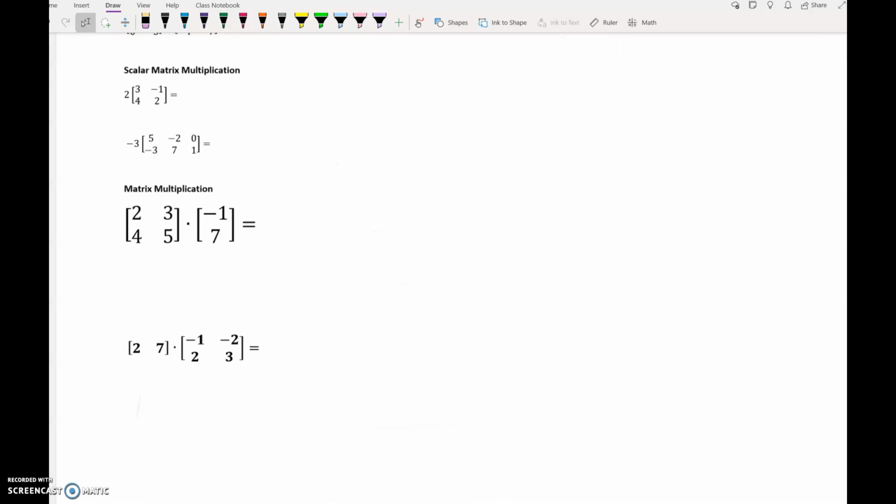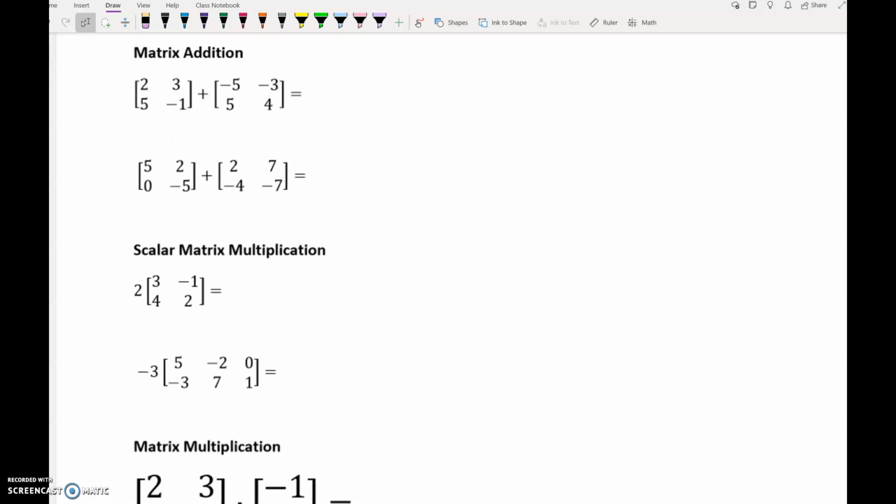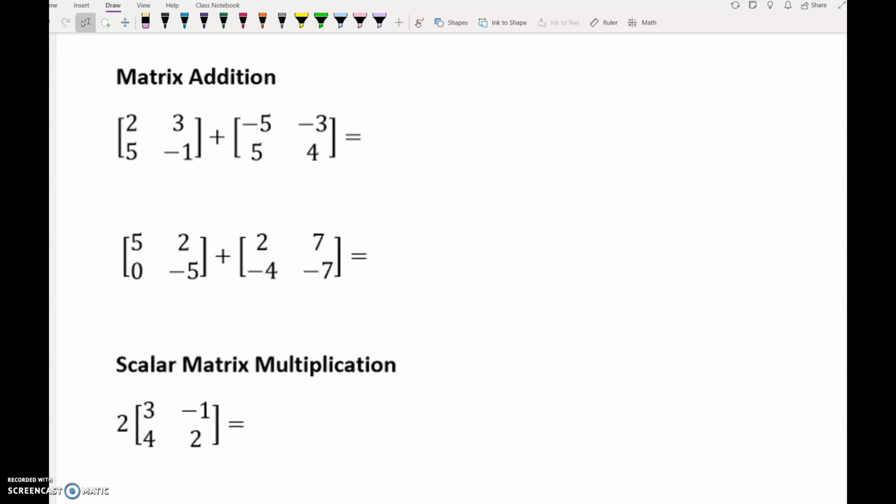The ACT loves to throw matrices on the test because they look hard, but if you've seen matrices before, they aren't hard. Here's how matrix addition goes. The 2 and the 5 get added together. The negative 5. What is 2 and negative 5? Negative 3.